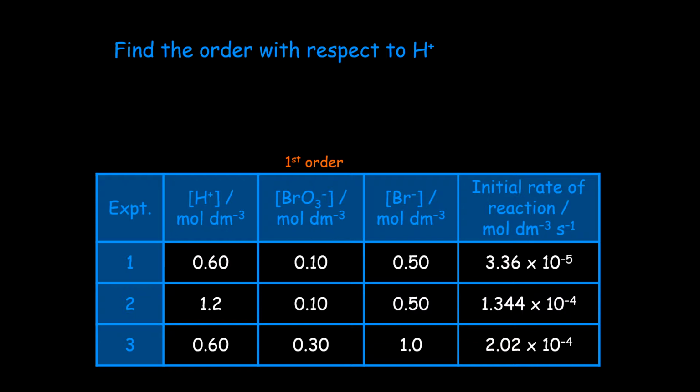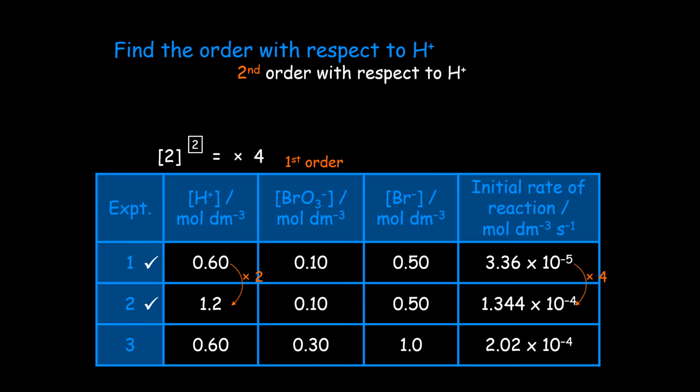Now in this example, we already know that the bromate(V) ion is first order. Now we're going to look at experiments 1 and 2. We are doubling the concentration of H+. We see the rate goes up by 4, so it's got to be second order.